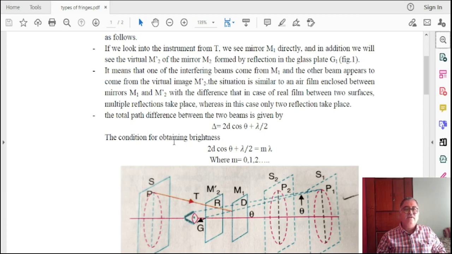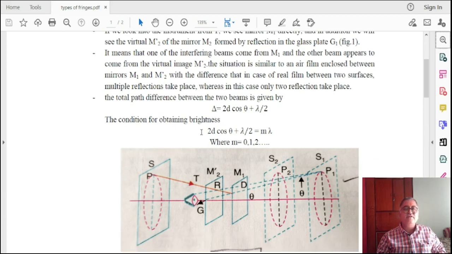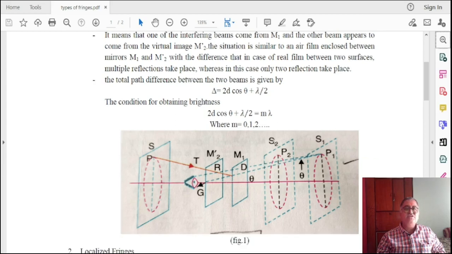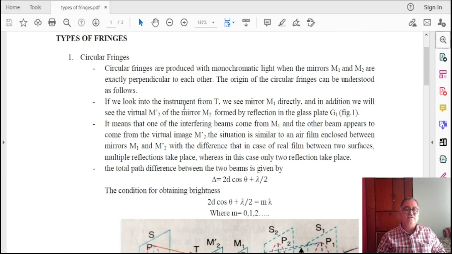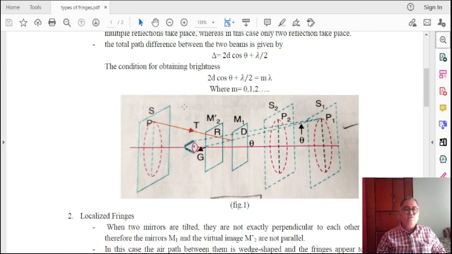And see friends, the condition for obtaining the bright fringes is 2d cos theta plus lambda by 2 equal to m lambda, where m is the number of fringes, that is 0, 1, 2, 3, by which we are getting the circular fringes. Yes. Now what about the localized fringes?